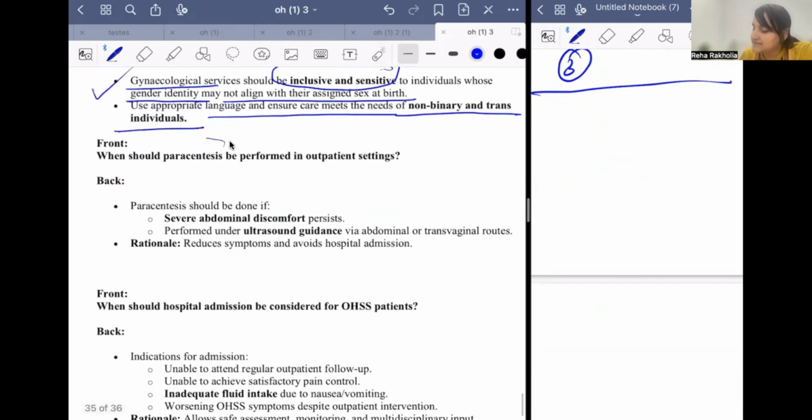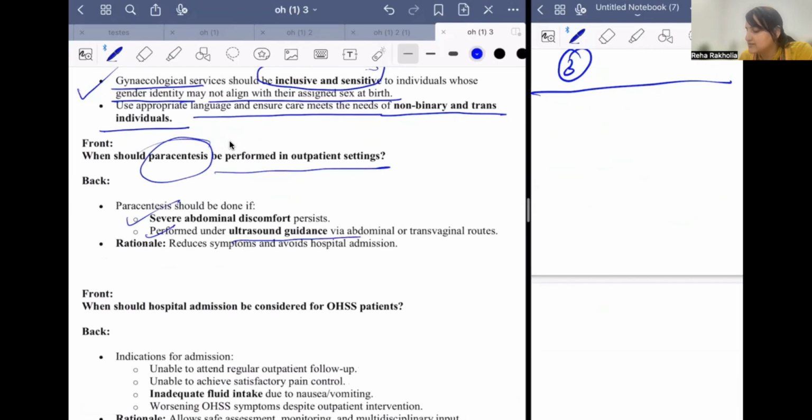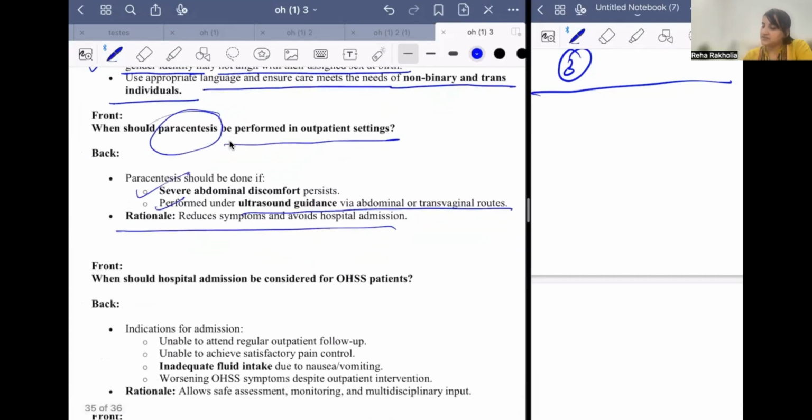When should paracentesis be performed in an outpatient setting? I have already talked about it. When there is severe abdominal discomfort, perform it under ultrasound guidance. Why abdominal or transvaginal route? The rationale is to reduce the symptoms and avoid hospital admission. This is about the outpatient setting.